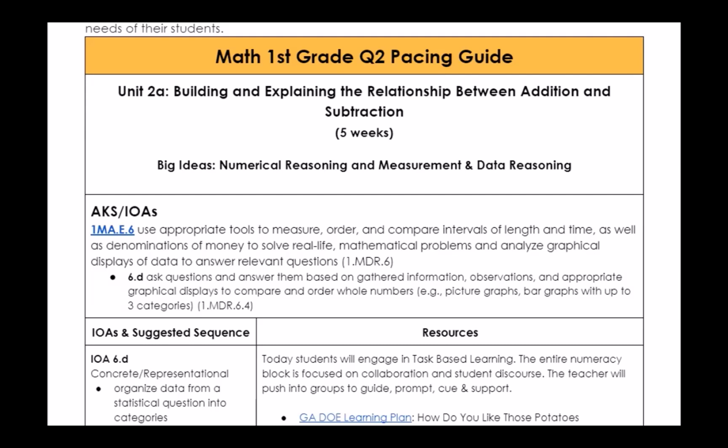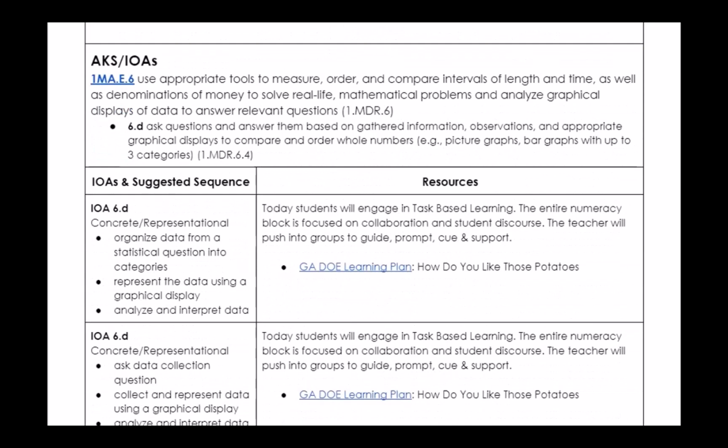In the next box, we see the first AKS and IOA that will appear in the unit. In Unit 2A, we will begin with AKS 6 and IOA 6D. The left column of the pacing guide will list the progression through concrete and representational, then abstract strategies. The bullets also indicate the learning objectives for the day, as well as suggested manipulatives.